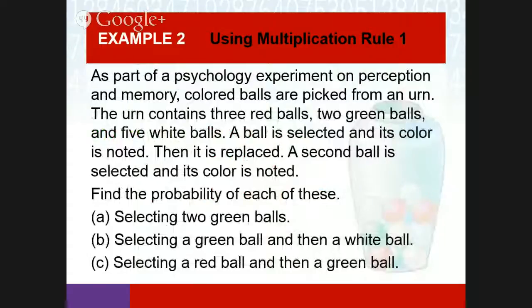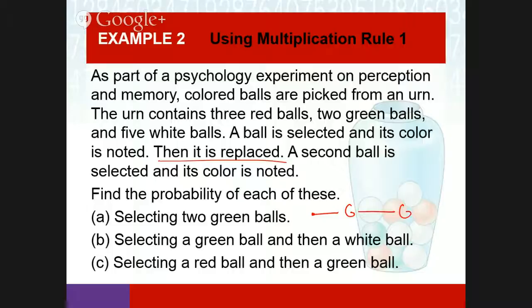Well, let's look at this experiment here. We have a psychology experiment in perception and memory. Colored balls are picked from an urn. The urn contains 3 red balls, 2 green balls, and 5 white balls. The ball is selected and its color is noted. Then it's replaced, and the second ball is selected and its color is noted. Find the probability of selecting 2 green balls. So the tree diagram we care about is getting a green ball and then getting a green ball.